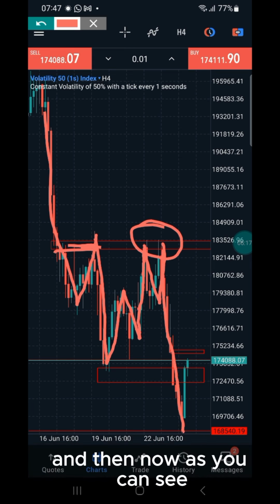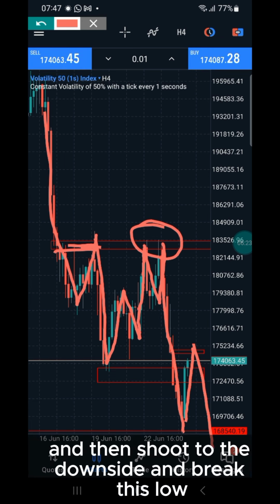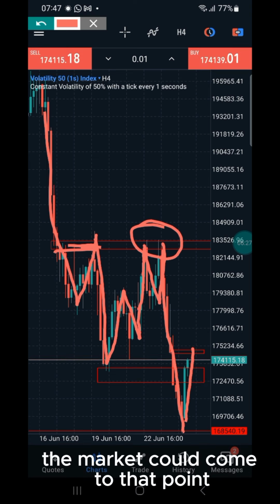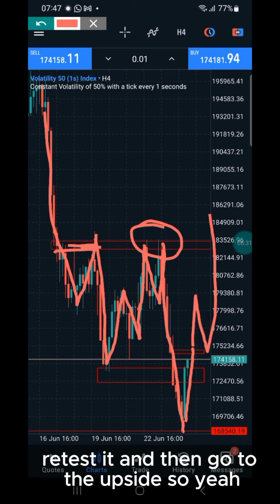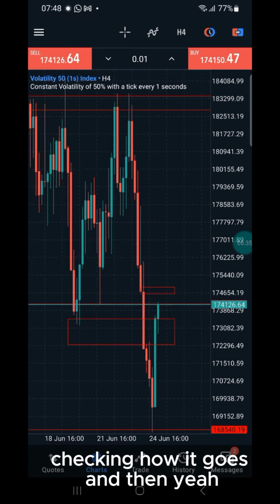And then now, as you can see, it's retracing. So the market is most likely to come to this point and then shoot to the downside and break this low. Or what it could do is the market could come to that point and break it, then come back, retest it, and then go to the upside. So yeah, I'm just gonna keep monitoring it, checking how it goes.